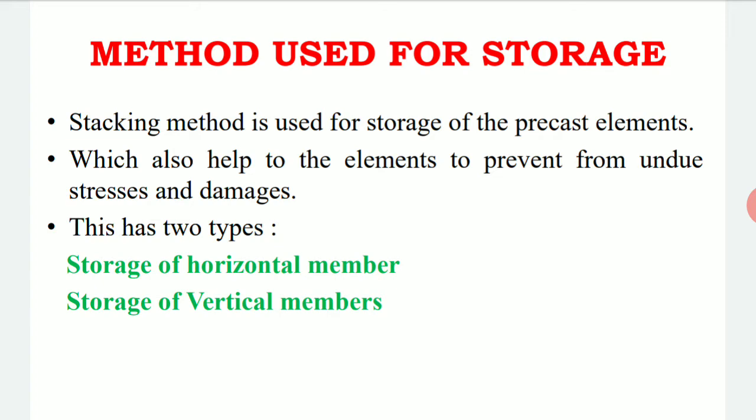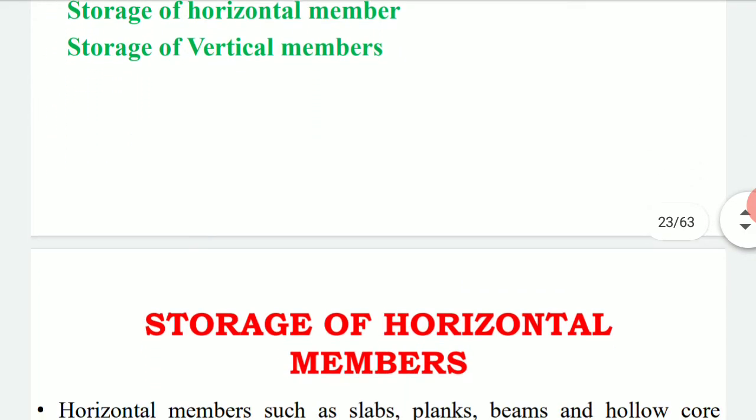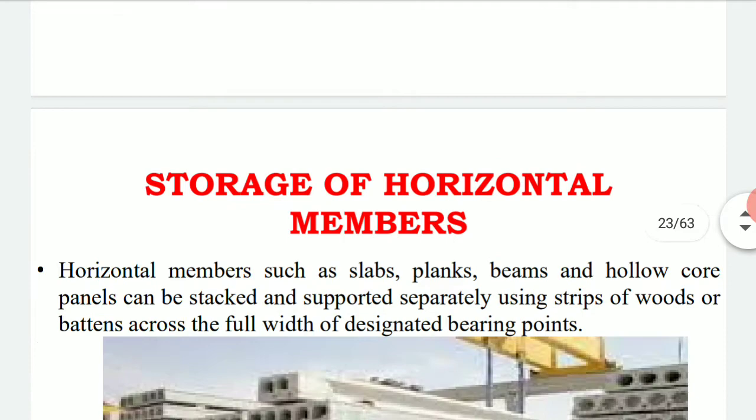And here the precast elements such as precast slabs, beams, staircases and landings are stacked horizontally and supported with strips of wood or battens across the full width of the bearing points. And the precast walls, columns, beams and wall panels are stacked in a vertical position, supporting their self weights using racks.